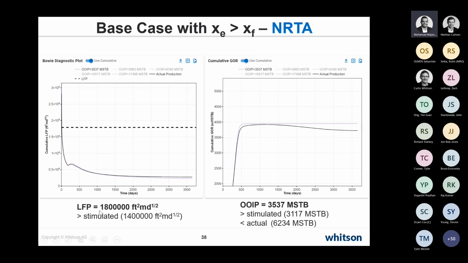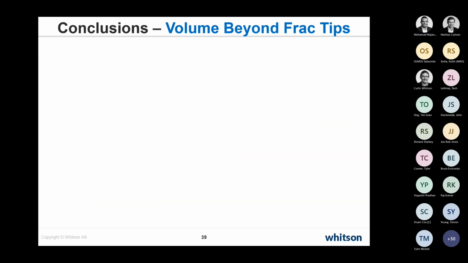That at least I think I can make sense out of, because in this case we're assuming in the numerical RTA that the fracture is fully penetrating, and in that case we're getting a larger volume than actually stimulated, but that's just because there's so much contribution from beyond the frac tips that has to be accounted for in some way or form.